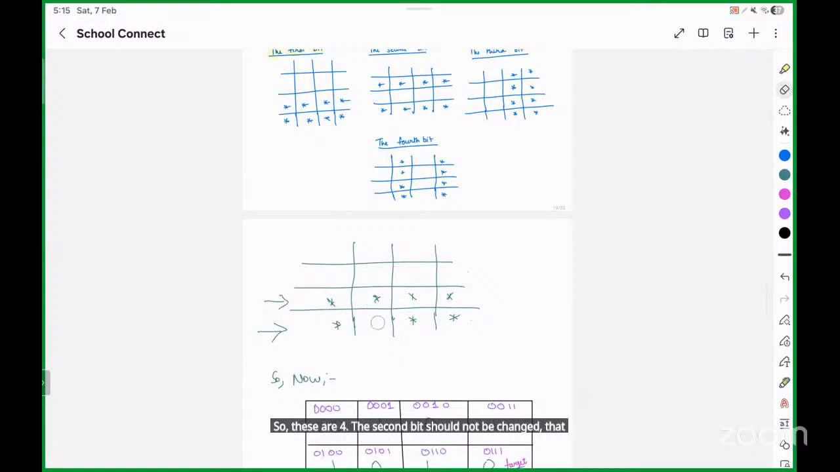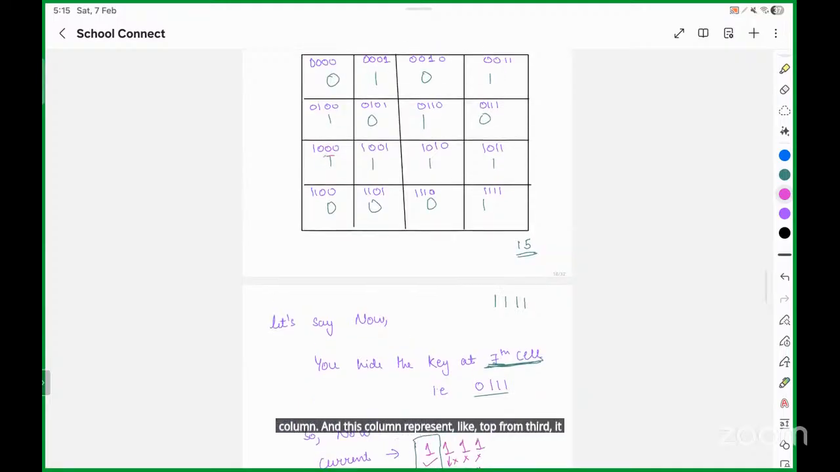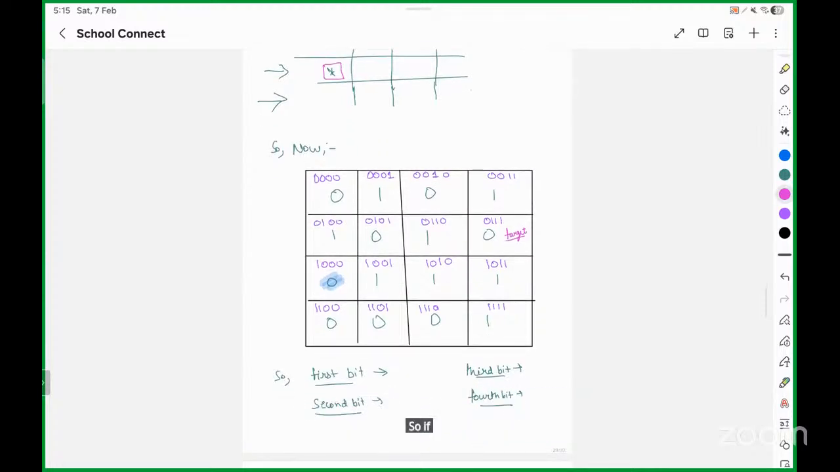The second bit should not be changed. That means this should not be changed. In the third bit, this should not be changed. This is again a line here. And the fourth bit, this should not be changed. So the only possible change we can do is in this column. And this column represents, like, top from third, it should be this. So we should flip this coin. So if we flip this coin, this becomes now 0 and all else is same.